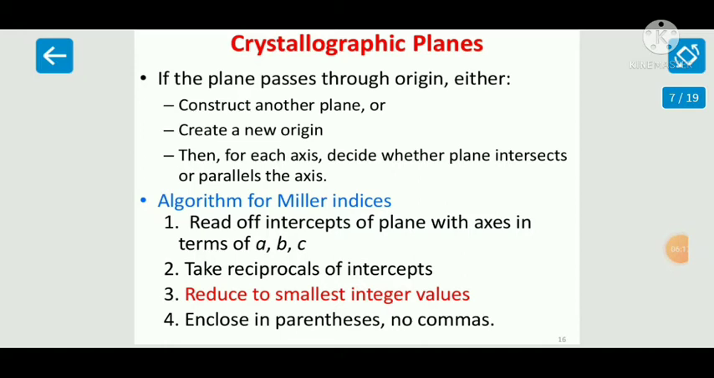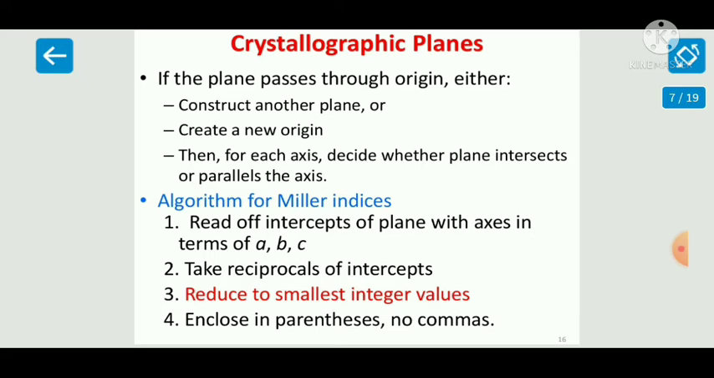Crystallographic planes. If the plane passes through the origin, either construct another plane, another one is here, another one here, or create a new origin. Then for each axis, decide whether the plane intercepts or is parallel to the axis. Algorithm of the Miller indices: read off the intercepts of the plane with the axes in terms of a, b, c.